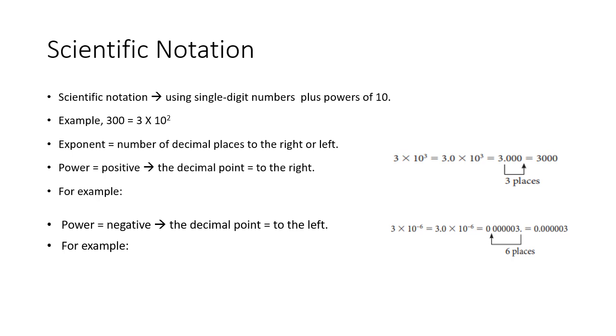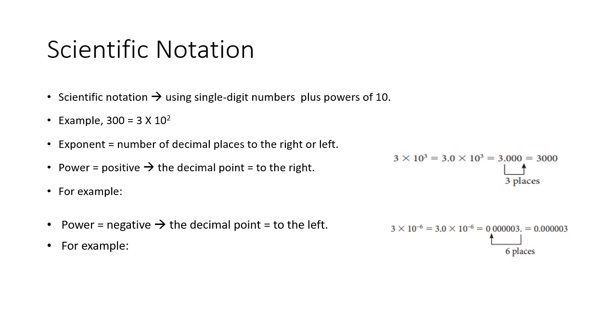If the power is positive, the decimal point is moved to the right. For example, 3.0 times 10 to the power of 3. Because the power is a positive number, 3, the decimal point will be moved 3 places to the right, which is equal to 3000.